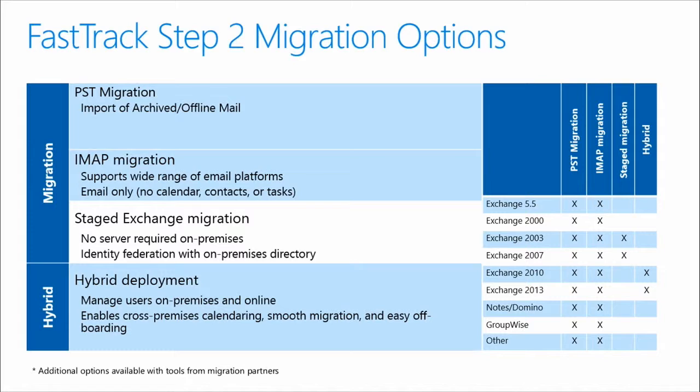And then we get to stage migration, and you see there it's supported for 2003 and 2007. That stage migration doesn't require on-premises architecture, and identity federation with the on-premises directory is what it really requires. It requires that AD to be able to populate the GAL so that we can have the users to move them on board. And then hybrid deployment, and you see the check boxes with 2010 and 2013.